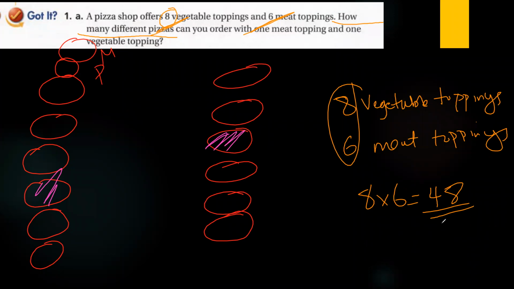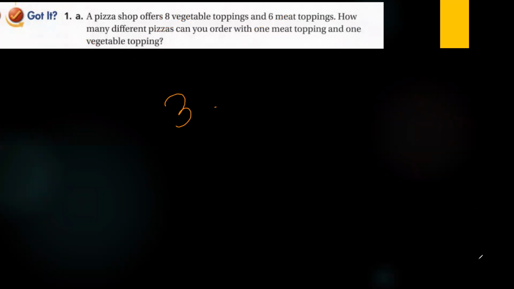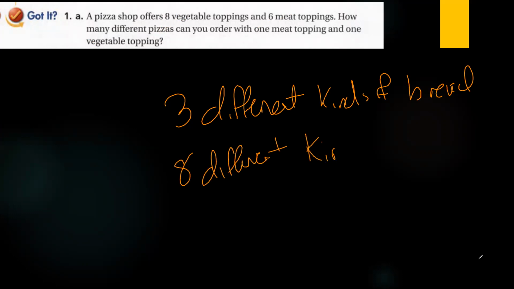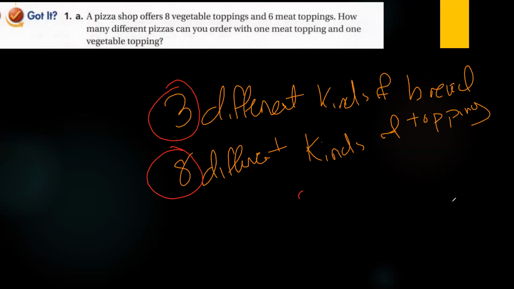Now here, a shop offers three different kinds of bread with eight different kinds of topping on the sandwiches. So how many different sandwiches are possible? 24. You multiply 3 times 8 to get 24.